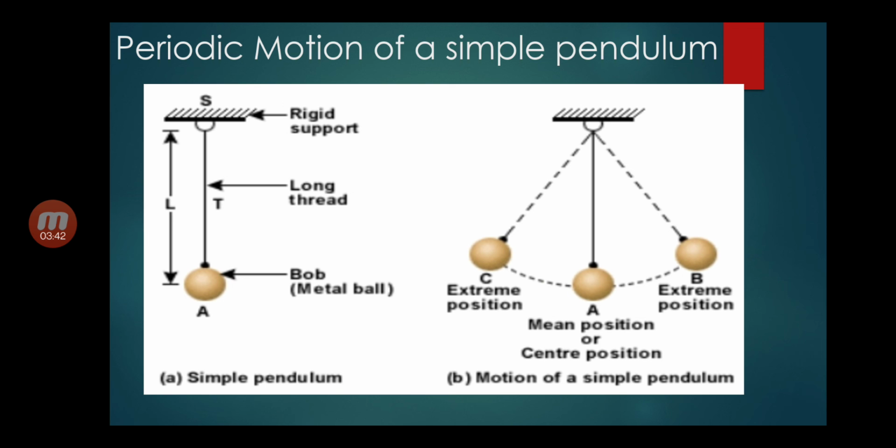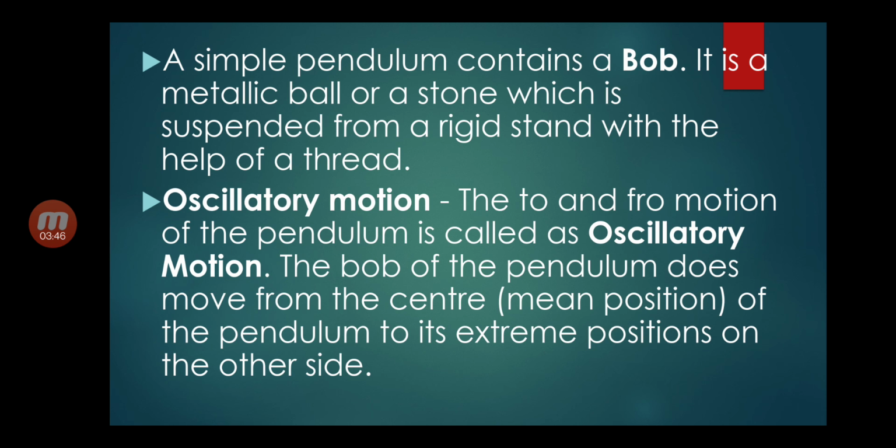Now, periodic motion of a simple pendulum. A simple pendulum contains a bob. It is a metallic ball or a stone which is suspended from a rigid stand with the help of a thread. Oscillatory motion. The to and fro motion of the pendulum is called oscillatory motion. The bob of the pendulum moves from the center of the pendulum to its extreme positions on the other side.